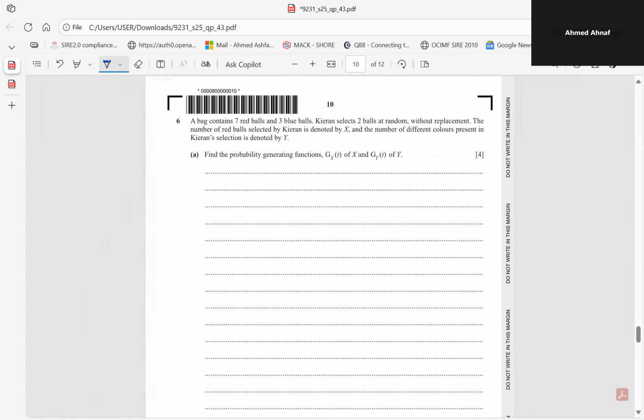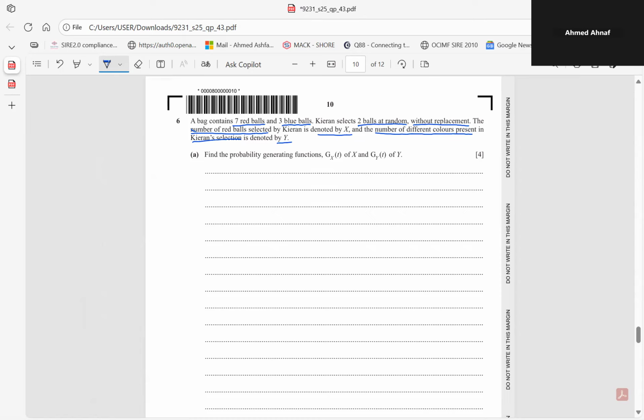Let's head on to the last question. For this question, we are told that a bag contains 7 red balls and 3 blue balls. Kieran selects 2 balls at random without replacement, so he does not put back the ball after he selects the first ball. The number of red balls selected by Kieran is denoted by X, and the number of different colors present in Kieran's selection is denoted by Y. So these are our random variables X and Y.